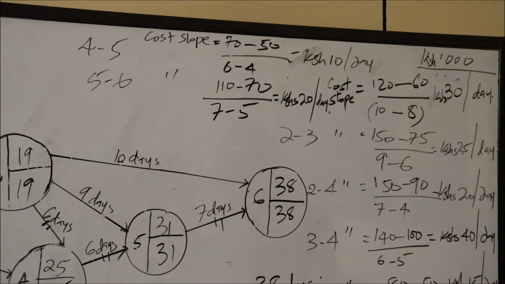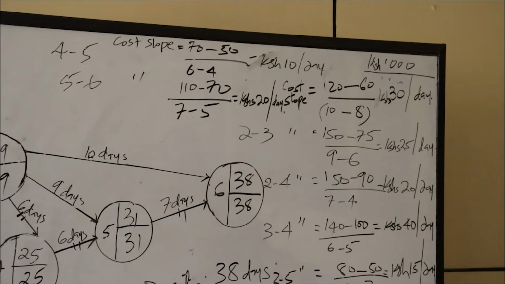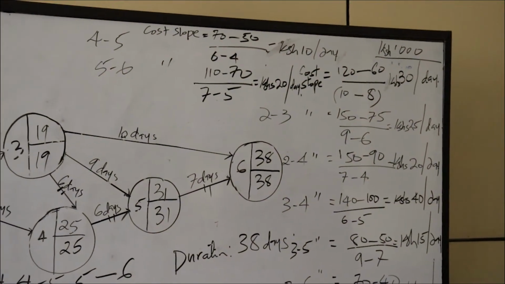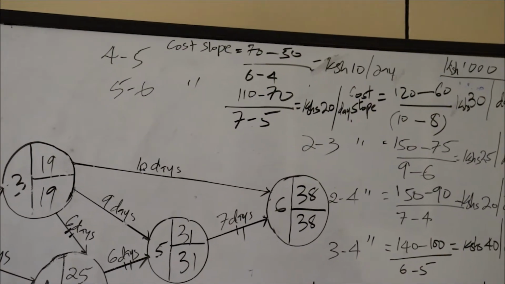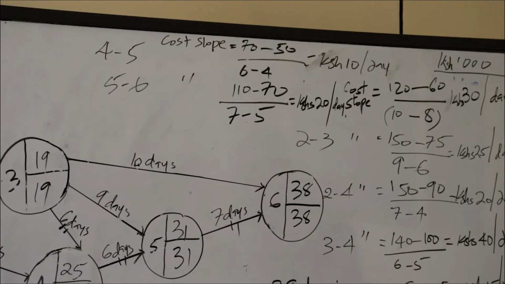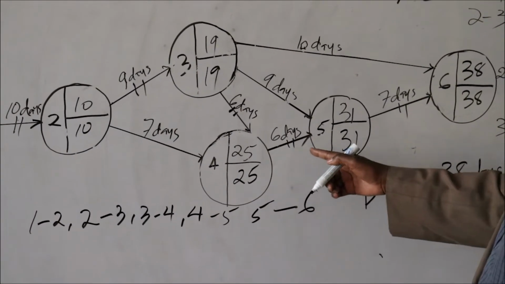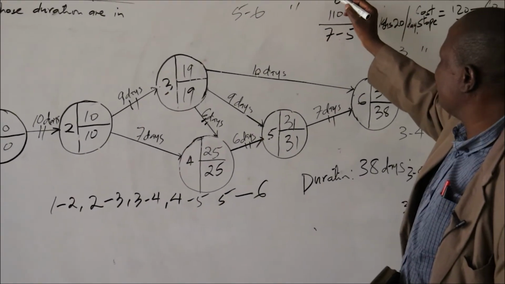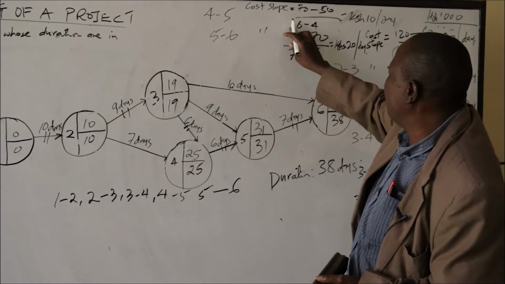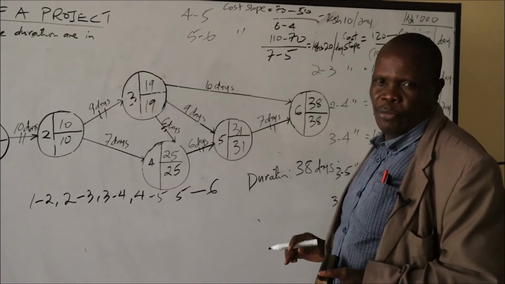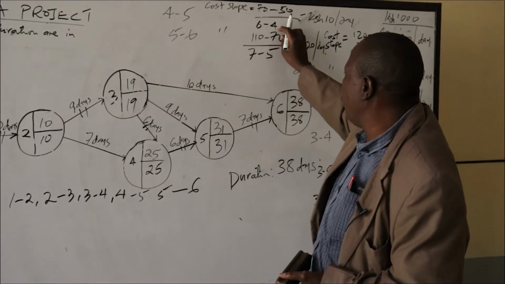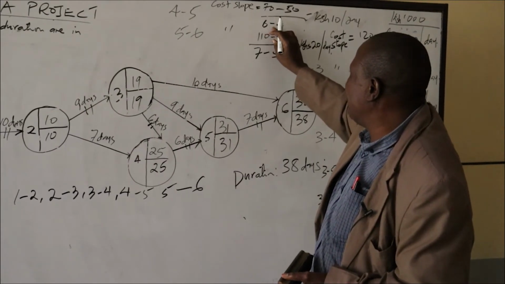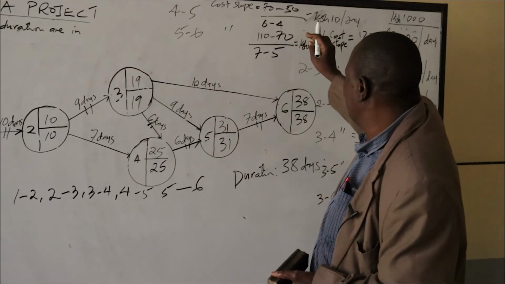So what we are going to do is to crash activity 4 to 5, which has the minimum cost slope of 10 per day. You can see from activity 4 to 5, there are 2 days available for crashing. That is 6 minus 4, normal time minus crash time, that is 2 days available.